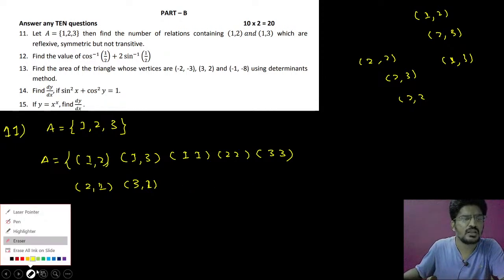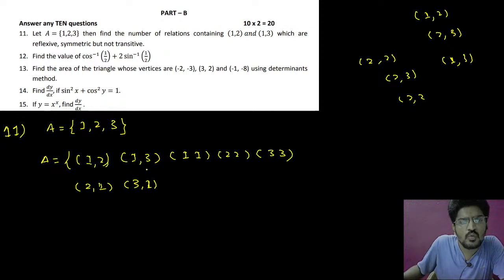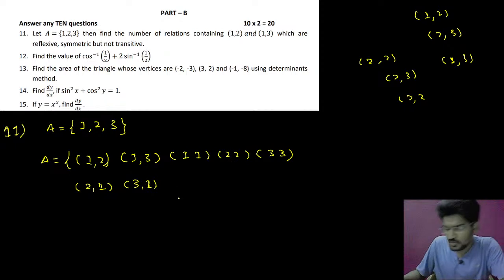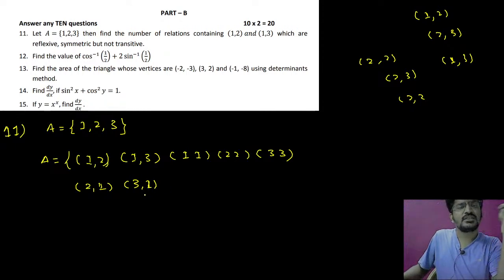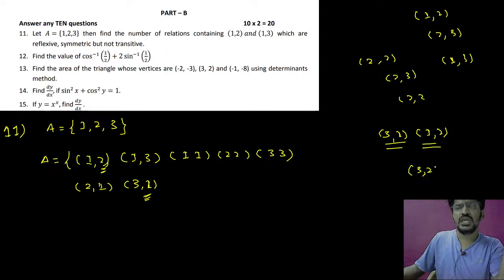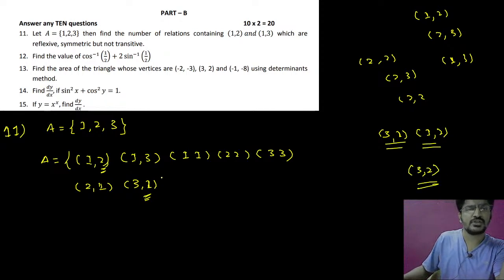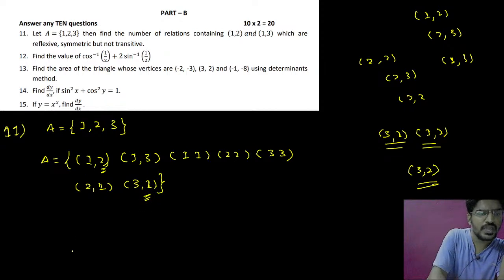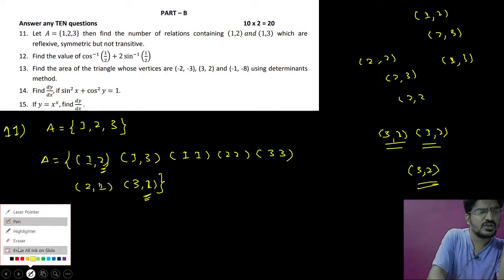Search for that example. Clear? See, here we have 1 comma 3, 3 comma 1, and 1 comma 1 is present. 1 comma 2, 2 comma 1, 1 comma 1 is present. Now you just see 3 comma 1 and 1 comma 2. If I take 3 comma 1 and 1 comma 2, 3 comma 2 must be present, but 3 comma 2 is not present in this. Therefore, this is not going to be transitive.